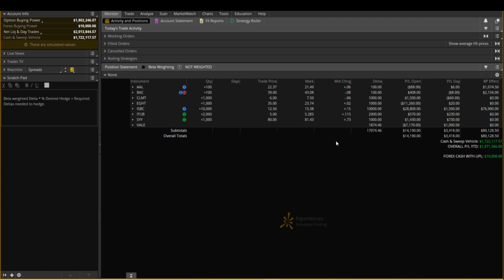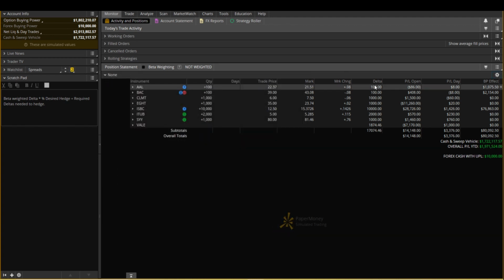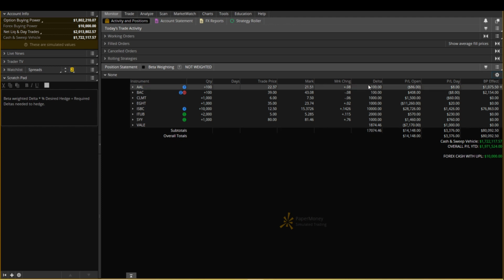So what we want to do, we're in the monitor tab, and we want to make sure that Delta is showing. And if Delta is not showing, we'll go to the gear icon. We'll look up Delta and then basically just add it over and hit OK. And we can see right now it's showing we have roughly 17,000 deltas. And one share is equivalent to one delta. So we have 100 shares here, and that means we have 100 delta. So we have 17,000 deltas.